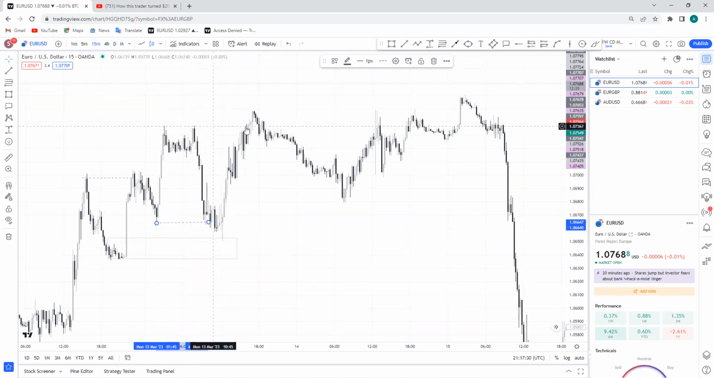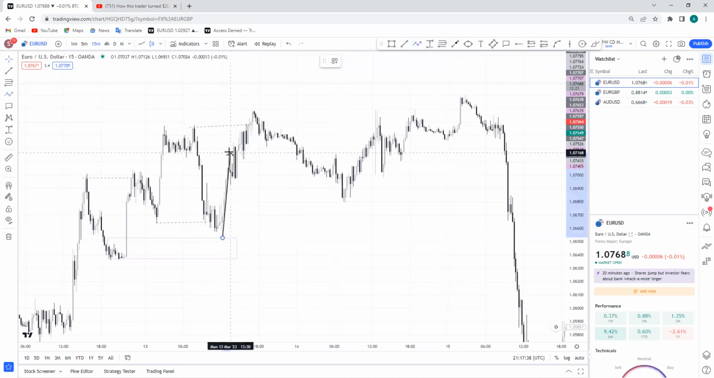Now we have a break of structure. Looking at this break of structure, price created something like this before price went up. 1, 2, 3. Now we have a break of structure. Now this is my internal liquidity.